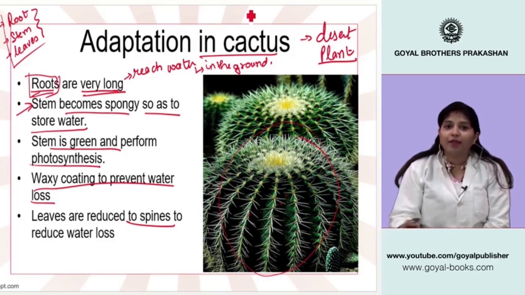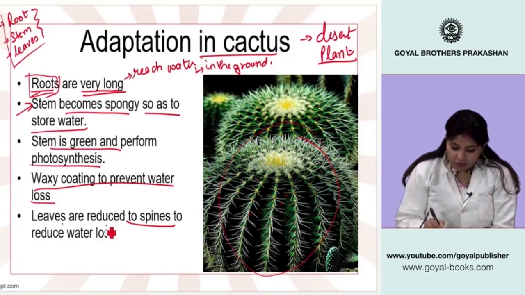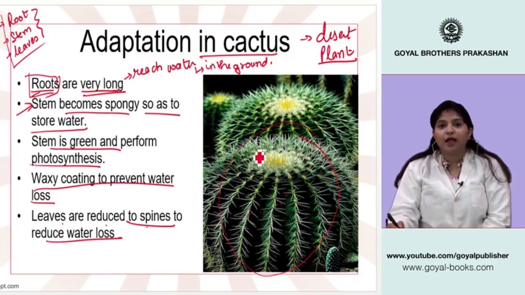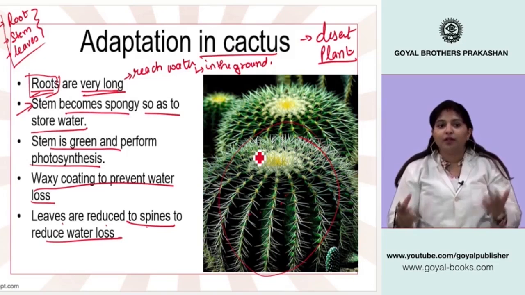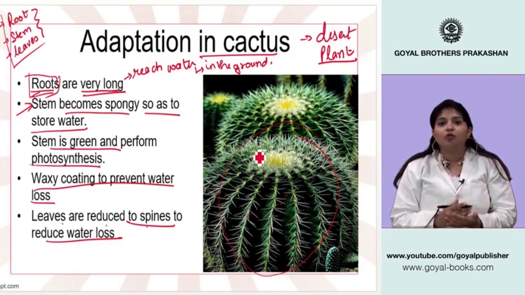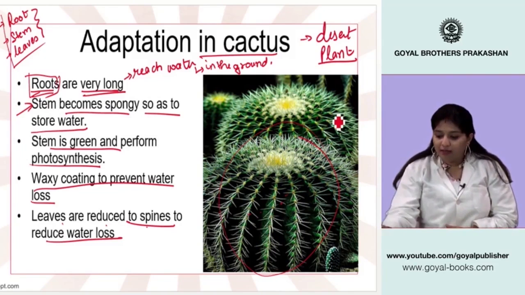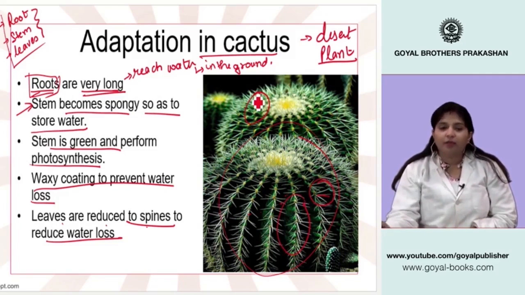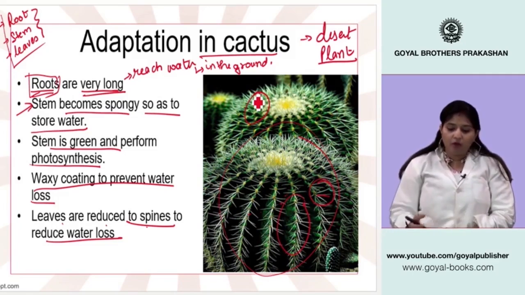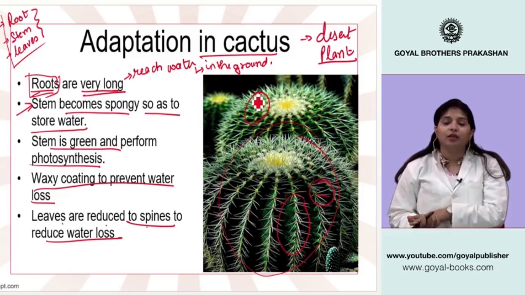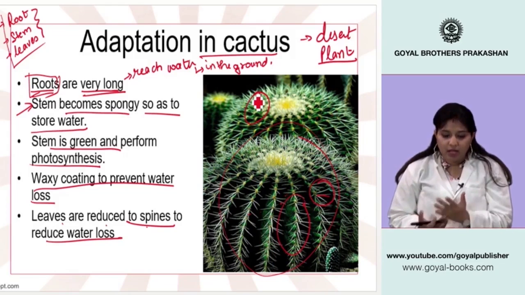Then again, to prevent the loss of water, the leaves are reduced to spines. Why? We know that leaves contain stomata, and whenever the stomata open up, the plant loses water, right? The water goes out in the form of water vapor. So to avoid that phenomenon, the leaves have shrunk themselves into spines. These spines which you see on a cactus are nothing but the leaves. So we see how this particular desert plant has adapted itself to living in the dry and hot climate, right?